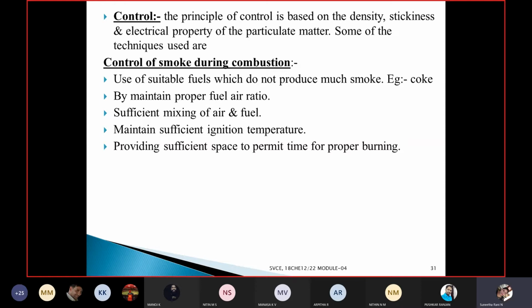This is about particulate matter: the sources, the controlling measures, and its effects. It will be asked for 7 marks in your exam.